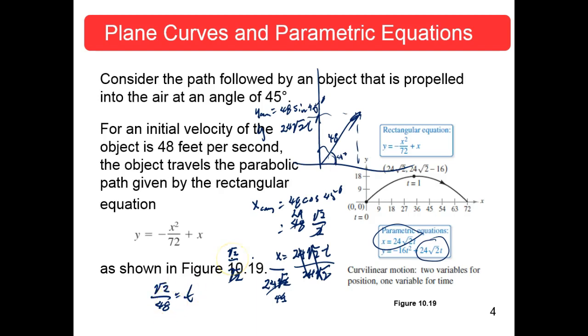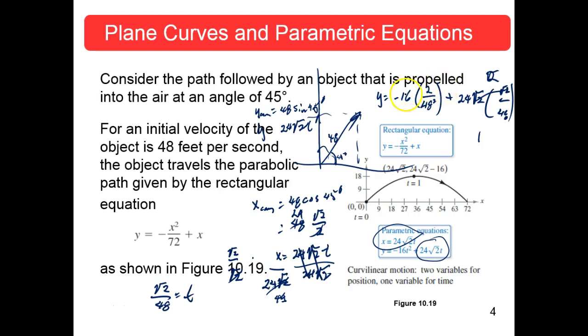plug this value in for the t here. So y is equal to minus 16 times t squared. Well, root 2 squared would be 2, and 48 squared would be 48 squared. Okay, I'm not going to figure out what that is. Okay? Plus 24 root 2 times root 2 over 48, which seems like we're running in circles here. Okay? Well, this root 2 times that root 2 would be 2, so this is plus 1. Okay? That just equals 1.